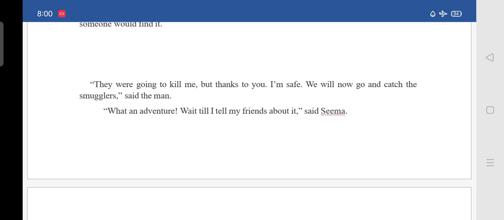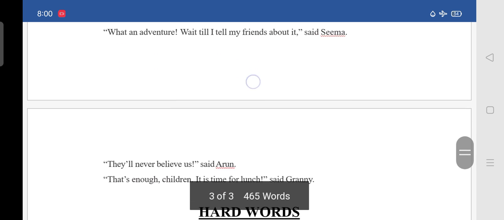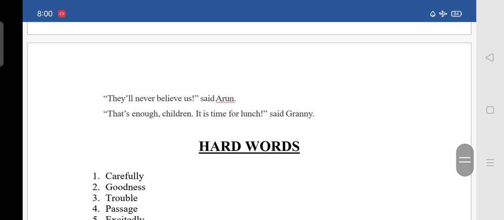"What an adventure! Wait till I tell my friends about it," said Seema. So, Seema was saying what an adventure, and she is asking that man to wait till she tells her friends. "They will never believe us," said Arun. So Arun was saying that if we tell our friends that we have saved you from the smugglers, our friends will never believe us.